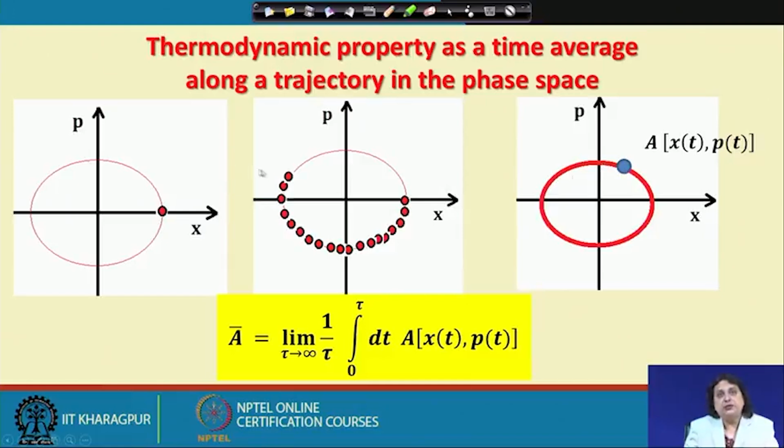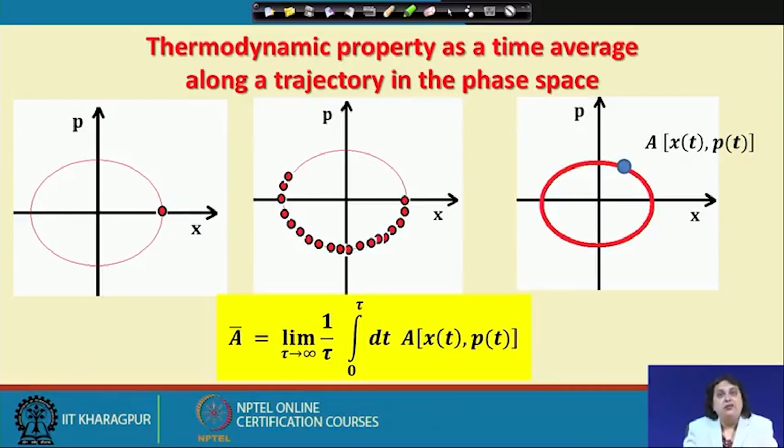If I, for example, stopped here, in that case this part of the phase space would have remained unexplored. As a result, I would not have obtained the contribution of those values of A which come into the average when I sampled this part. Therefore, our time average obtained starting from here up to here is not going to be a good estimate of the average.